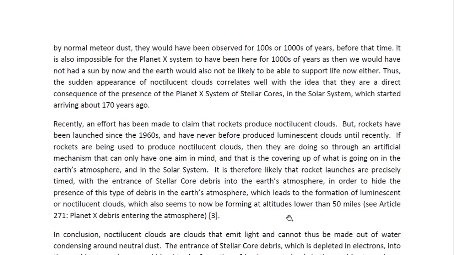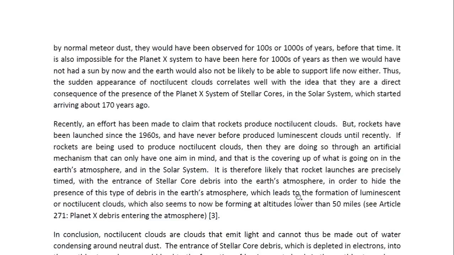If these clouds had been produced by normal meteor dust, they would have been observed for hundreds or thousands of years before that time. It is also impossible for the Planet X system to have been here for thousands of years, as then we would not have a sun by now, and the Earth would also not be likely to be able to support life now either. Thus, the sudden appearance of noctilucent clouds correlates well with the idea that they are a direct consequence of the presence of the Planet X system of stellar cores in the solar system, which started arriving about 170 years ago.